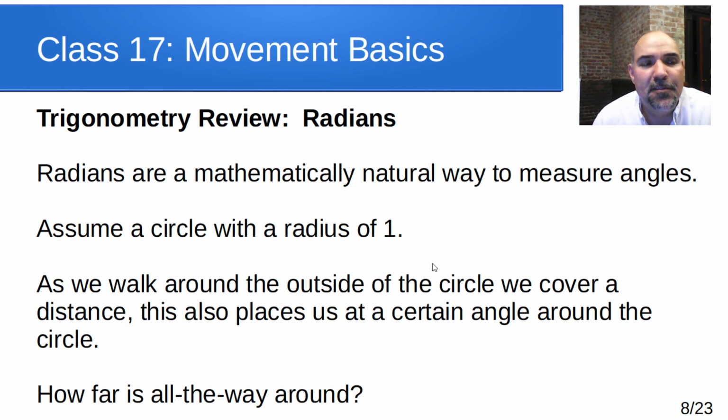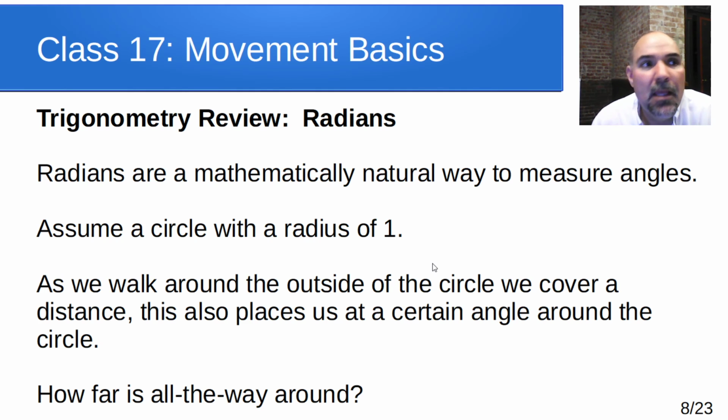Now, 360 is not completely random. There's a reason for that. You can divide 360 in half and into quarters and into fifths and into tenths and into 36ths and into 18ths and into sixths. There's a whole bunch of things that it divides evenly by. So it's kind of a special number that way. But it's not the mathematically natural way to measure angles. Radians is the mathematically natural way to measure angles.